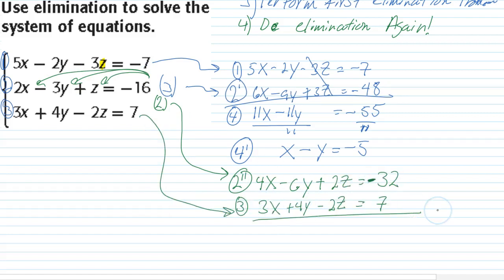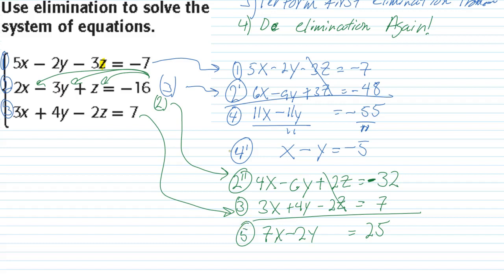Now I do elimination like I'm supposed to, but notice I labeled this one 2 double prime, meaning it's from equation 2, but this is the second change that we've made to equation number 2, just to differentiate among them. Now 4x and 3x is 7x minus 2y, 2z and negative 2z cancel out, equals negative 32 and 7 is 25. Can't reduce like I did before, that would be nice, but these aren't too bad.